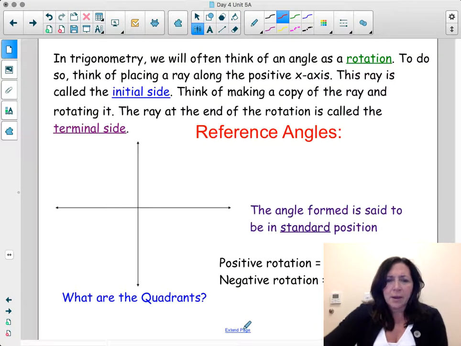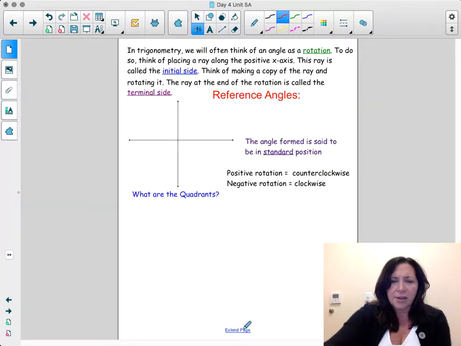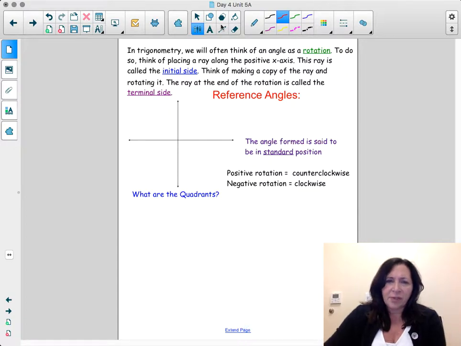All right, so what we're talking about here, these are reference angles. In trigonometry, we often think of an angle as a rotation. To do this, you think of placing a ray along the positive x-axis. Again, that's your initial side. Think of making a copy of the ray and rotating it. Let's say we take this angle and rotate it up here. That's my terminal side.